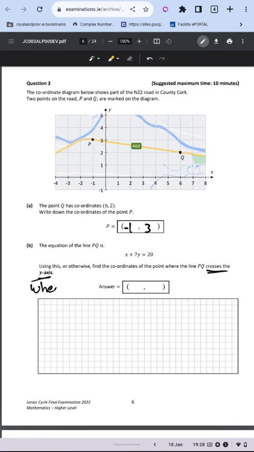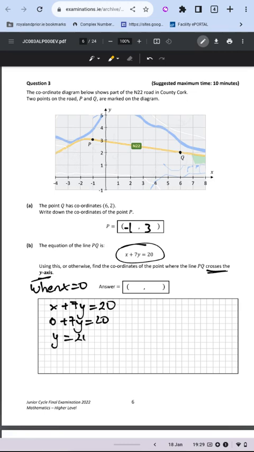Now when it crosses or cuts the y-axis, x is equal to 0. So in here, I'm going to let x equal to 0. Work out your y, 20 over 7. So that means my point there, x, y, will be 0, 20 over 7. Something less than 3. We know that's right, because if we look at that line between P and Q, it is less than 3 just about. So 0 and 20 over 7.